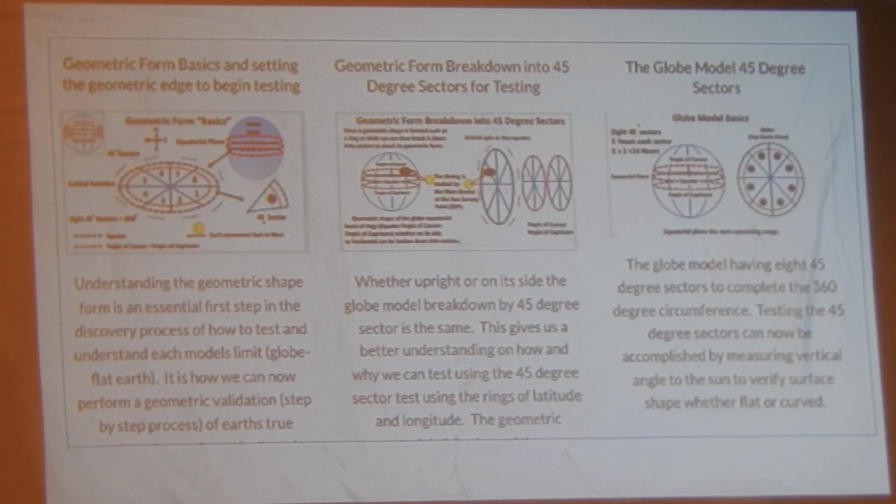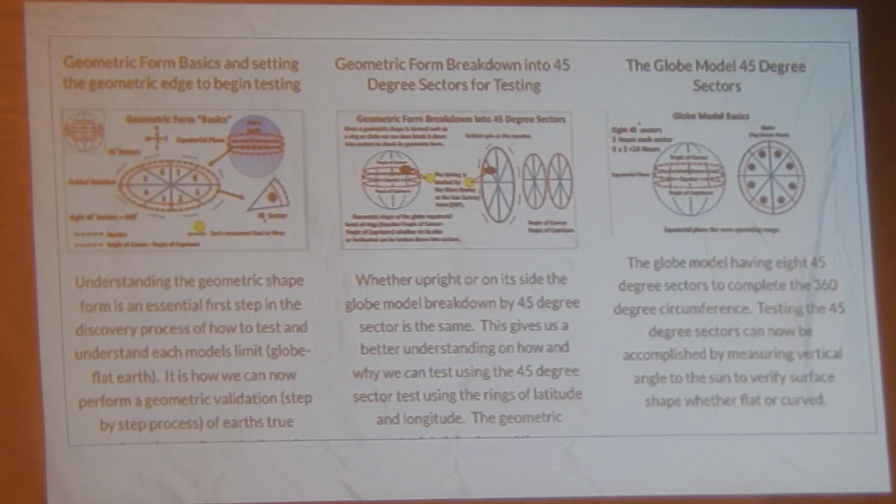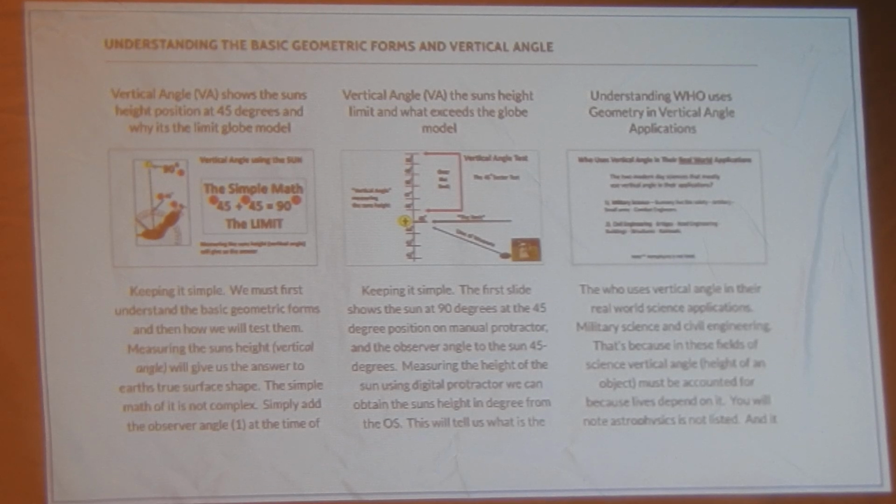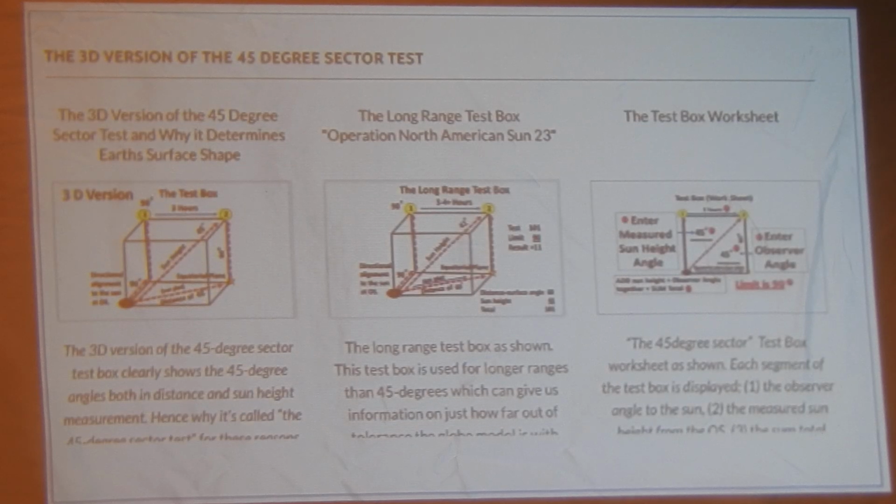Understanding geometric basic forms, that's really where we start off, breaking down the geometric forms for the globe and the flat earth models. And that talks about how we do it and how we break it down into the 45-degree sector test. Also understanding vertical angle and the simple math process involved in that, simply addition, and why it's the definitive test, and understanding who uses vertical angle, the two sciences, military science and civil engineering. Then it goes into the 45-degree sector test.